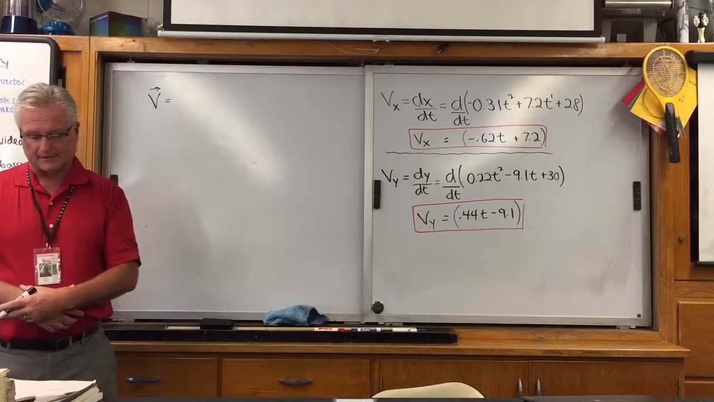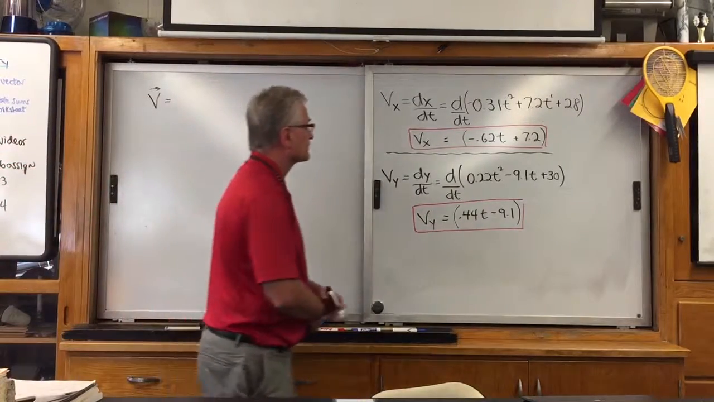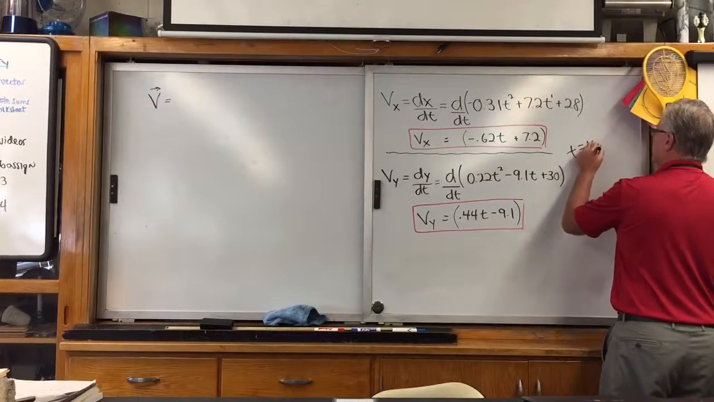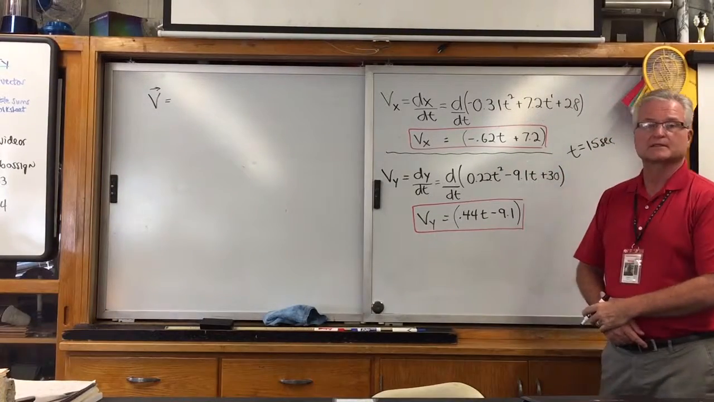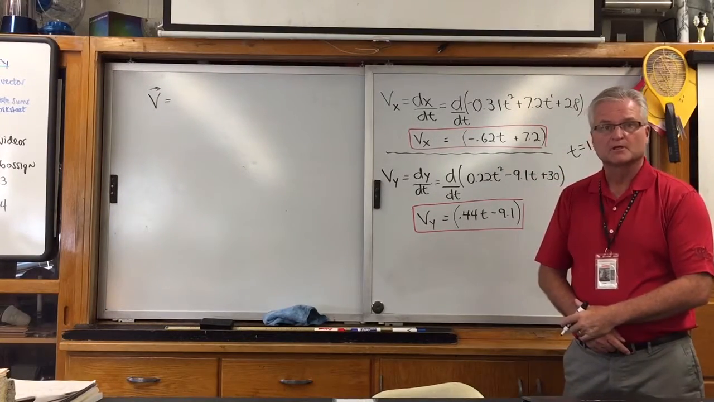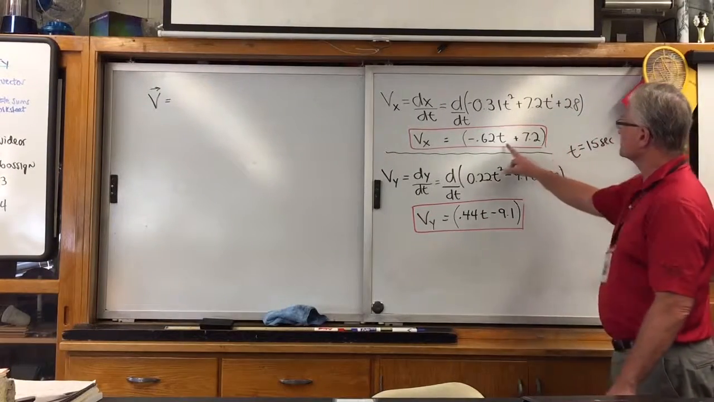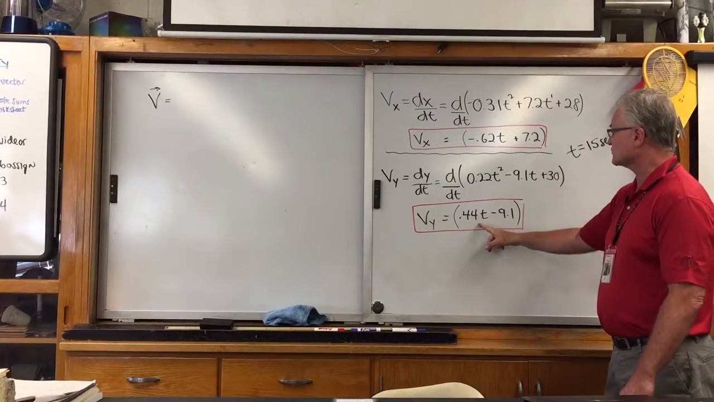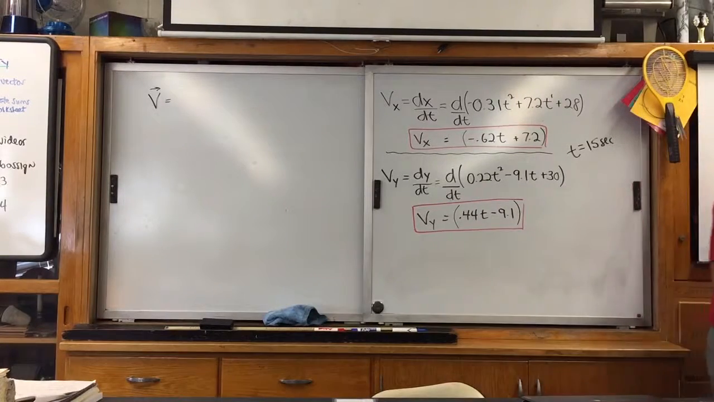Let's say, I don't know, I guess I figured it out at 15 seconds once again. So let's make that time, once again, 15 seconds. Plug it in here, and we can figure out what the velocity is in the x direction. I'd like you to take a second and go ahead and figure that out. Put 15 seconds into this equation. Let's find out what Vx is. Please punch it in and see what you get.